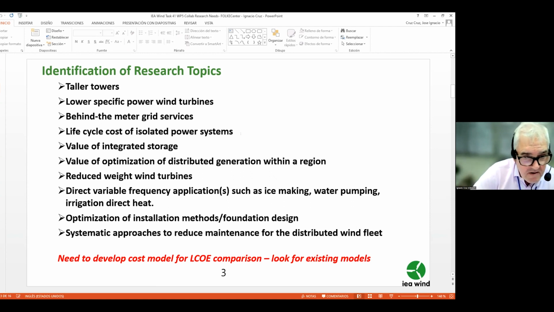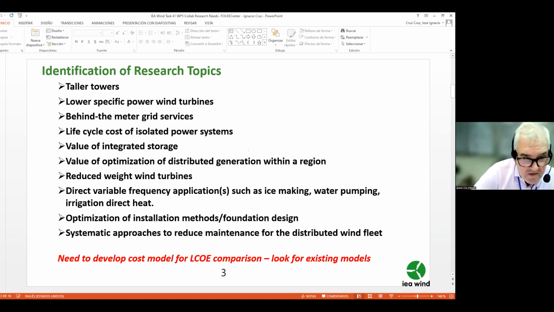The life cycle cost of isolated power systems has already been mentioned. These isolated power solutions are really the real niche market of small wind. Then there is the value of the integrated storage. This is very related to the cost of the storage solutions and the regulation. It's clear that all these systems are going to face a storage solution, but the cost of the storage solution is one of the main inputs.